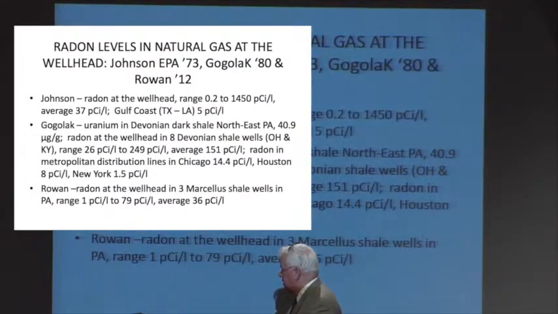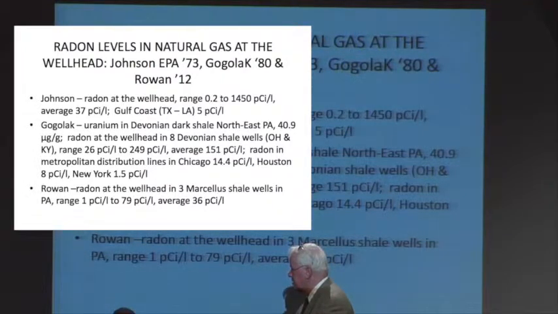He also has some radon levels. He tested 8 Devonian shale wells in Ohio, northeastern Ohio, and northeastern Kentucky, which are part of that Marcellus blob on the map. And he found a range from 26 to 249 picocuries, an average of 151. This is the figure that you'll hear quoted often, and that's where it comes from.